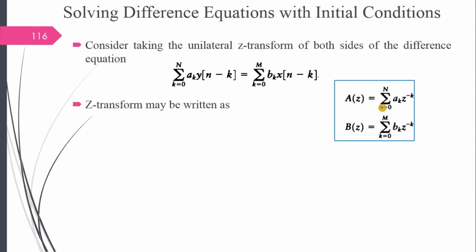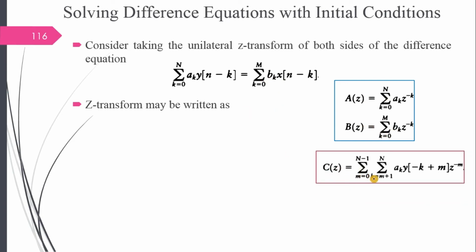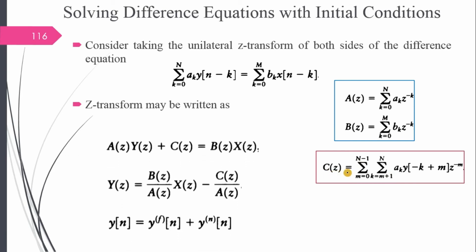So A of z is nothing but summation k equal to 0 a k z inverse. It is the standard equation for the right hand side. This is the standard equation for the left hand side. But there exists one more term. This arises because the unilateral Z transform introduces a few terms for which n is having negative values. So that term we will be representing with c of z. So a of z, y of z plus c of z is equal to b of z, x of z. So y of z is equal to, so what I do is I just take the c of z on the other side, and a of z is divided like this.